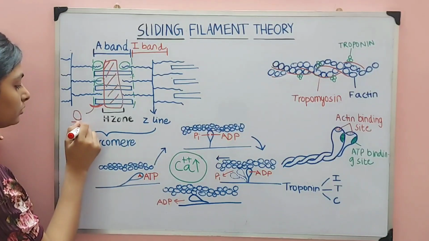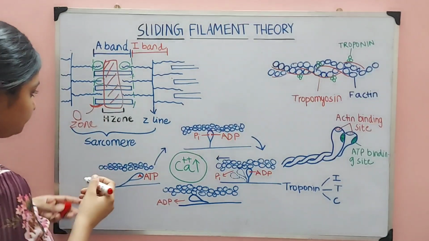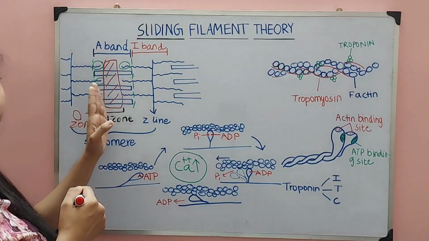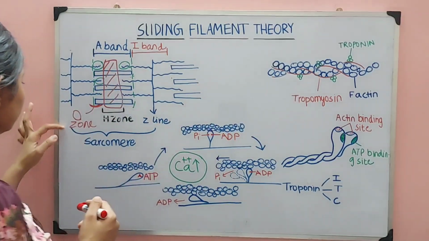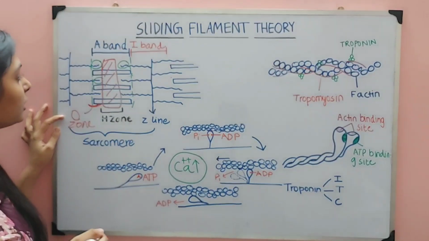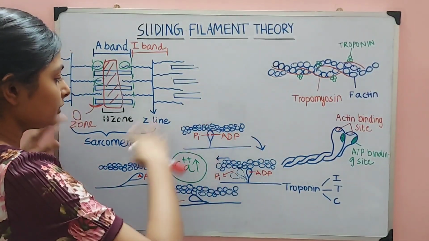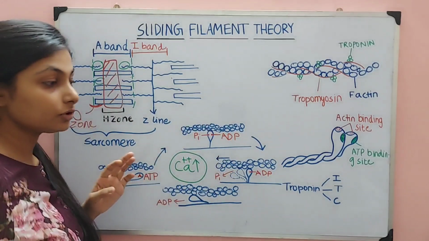O zone, overlapping, so O zone. And we also have an M band between, right in the center, but that is not in NCERT. So even this O zone is not in NCERT, but it's easy, so you can remember it. Alright. Now coming to the actual part, the sliding filament theory.